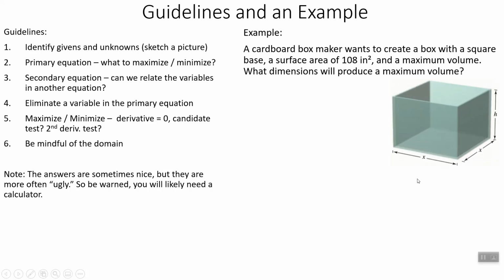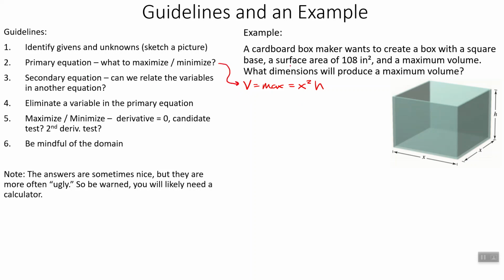All right, so in other words, here's our box. We can say the bottom is x by x and the height is h. So now we're identifying knowns and unknowns. We don't know any of those sides. We know that the volume is what we want to maximize. And that would be x times x, so x squared, times h. All right, that's our primary equation. That's what we want to maximize.